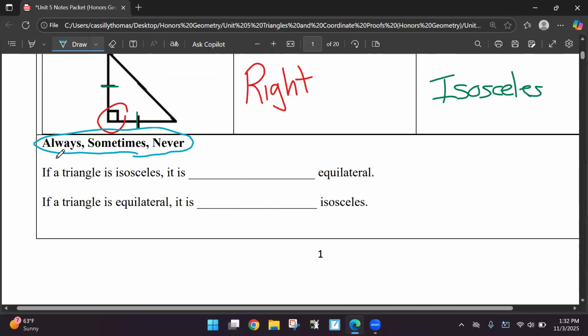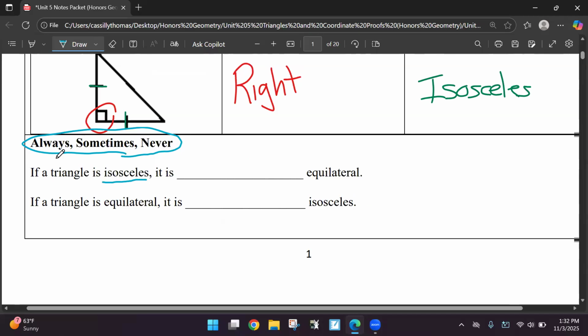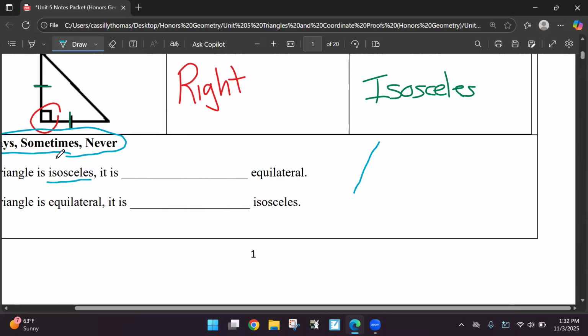So if a triangle is isosceles, it is always, sometimes, or never equilateral. So let's think about what isosceles means. Isosceles means at least two sides are congruent. So that right there is an isosceles triangle. Now, this third side here, we don't necessarily know how long that is. So sometimes it could be congruent, sometimes it's not congruent. So this is actually a sometimes.